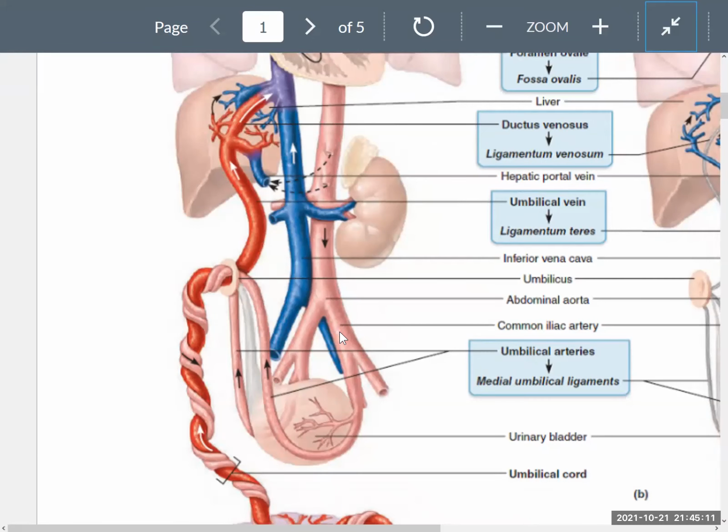This is what's called, you'll learn later, common iliac artery. The common iliac artery divides into the external iliac artery, and in the background here, only in the back, the internal iliac artery, but there's an extra one now. This one here. This is the umbilical artery, one on each side.